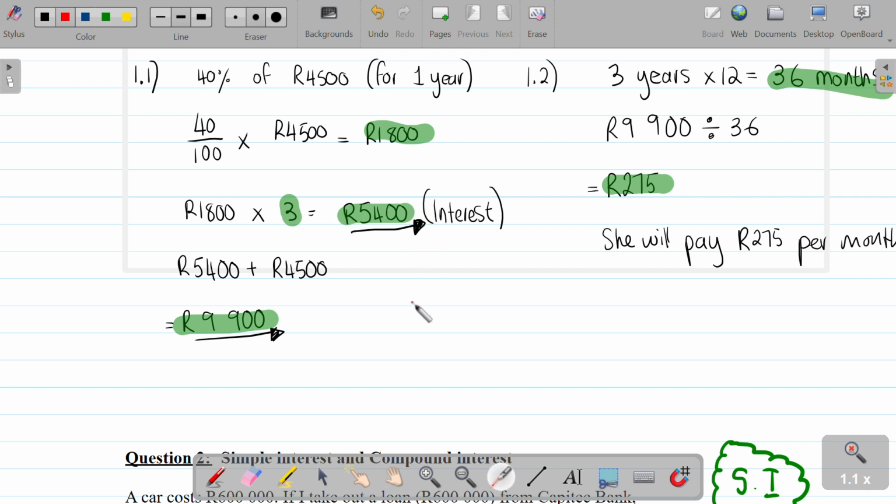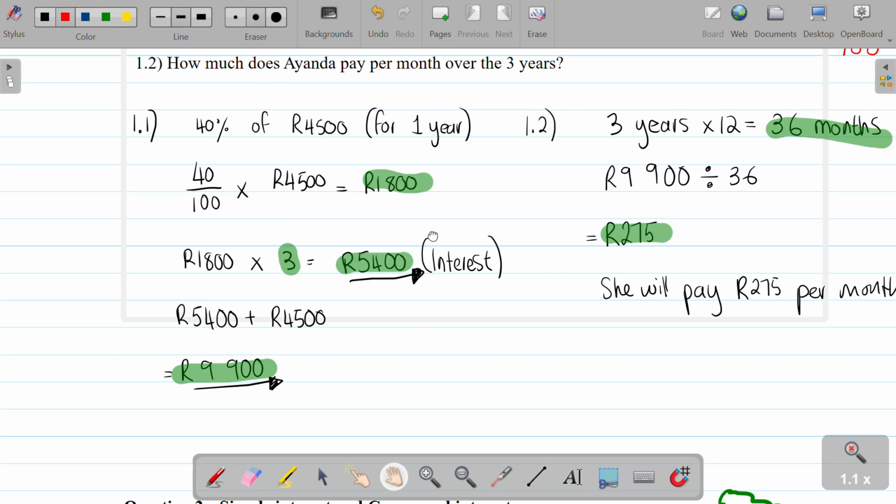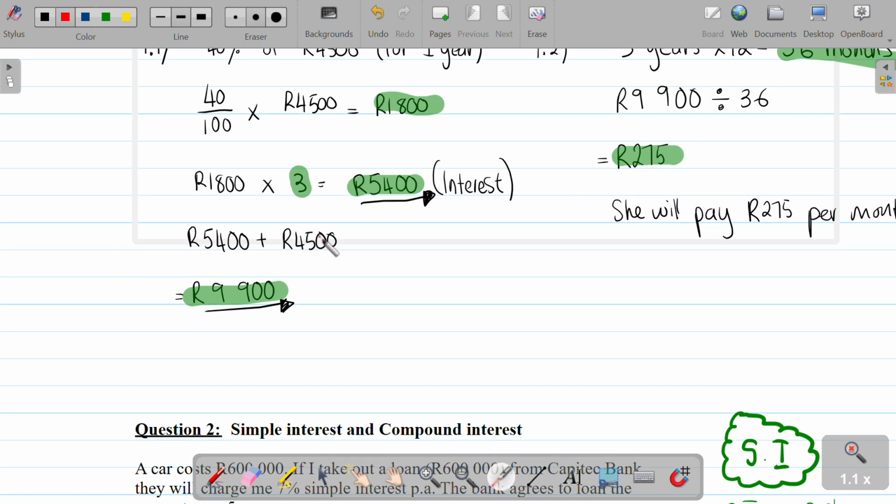But remember, guys, that was not the question. We are almost done. It asked how much does Ayanda pay in total. So we just calculated the interest, and we still need to add the amount that we are taking on hire purchase. So you do that addition, and we get our final amount of 9,900.